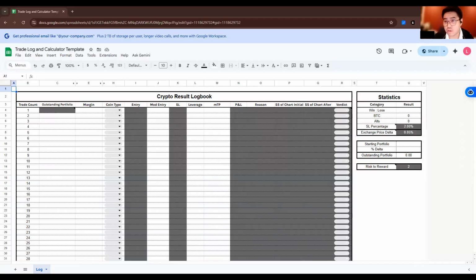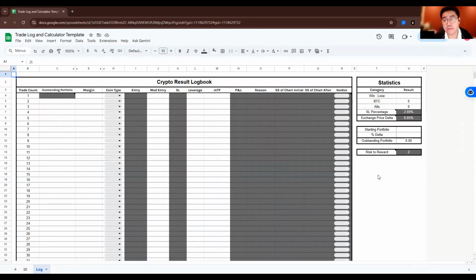This is my personal trading log calculator that I want to share with you guys, that maybe you can use and maybe you can modify. When you log into this, it's going to be view only, and you basically make a copy. Everything in gray is what you add, input, or change. For example, for your outstanding portfolio, I placed a note.